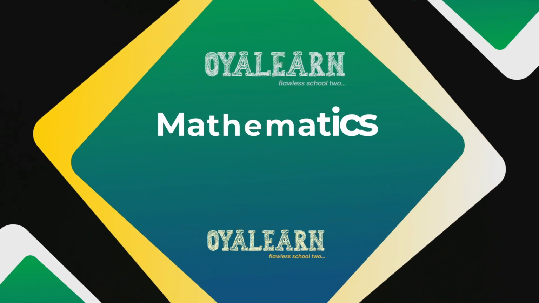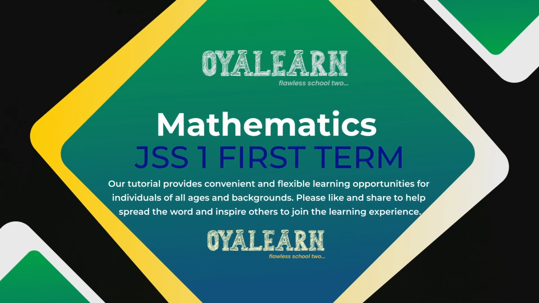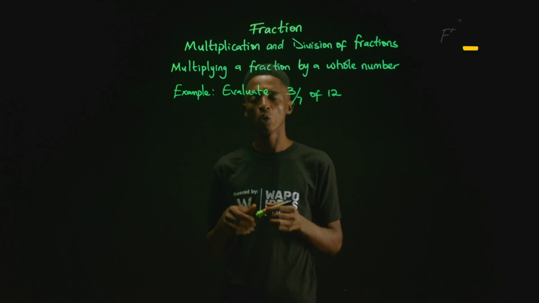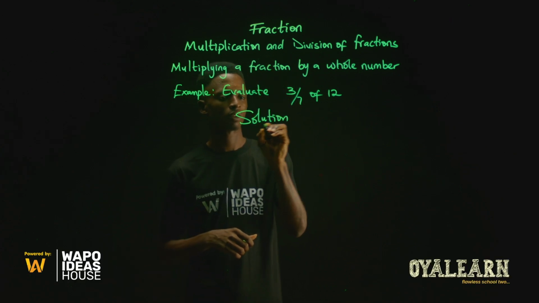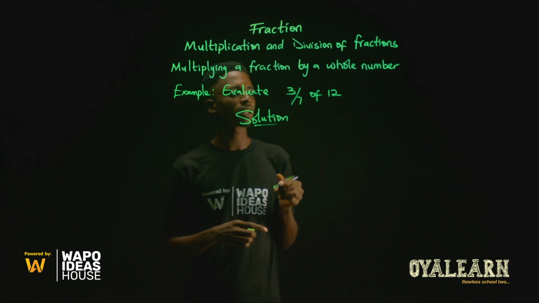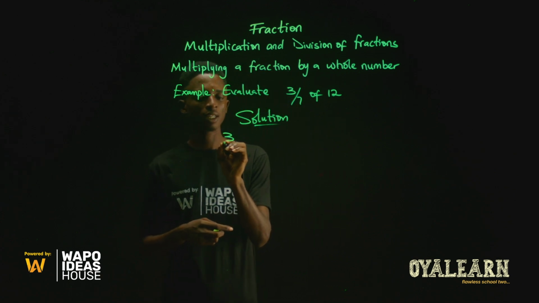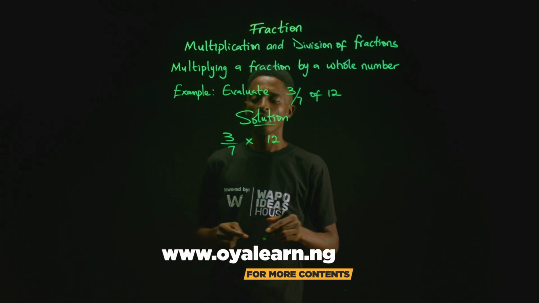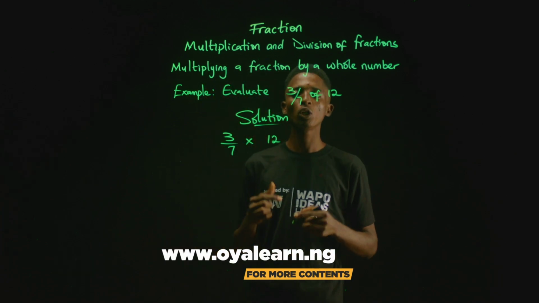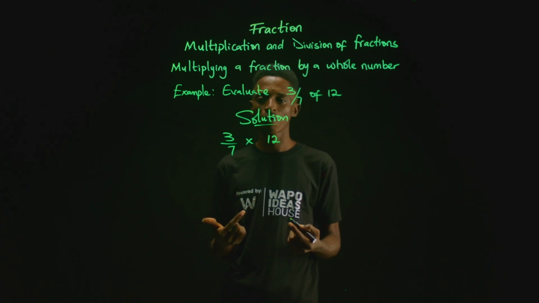Let's solve this example. We are asked to evaluate 3 over 7 of 12. Solution. 3 over 7 of 12 means we have 3 over 7 multiplied by 12. And we have a whole number here which we have to write as a fraction.